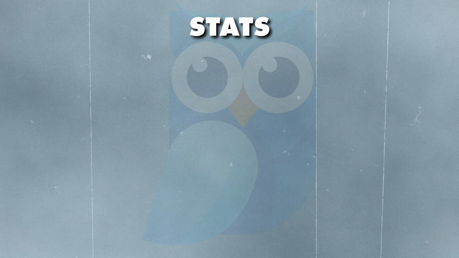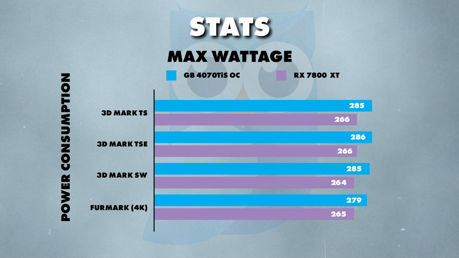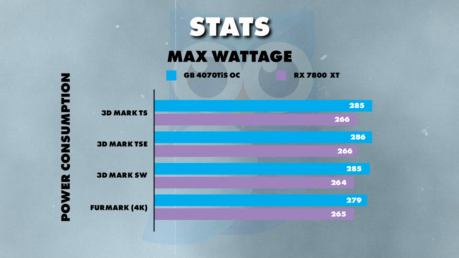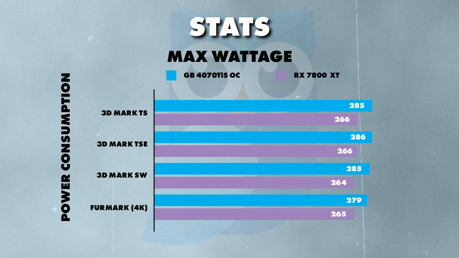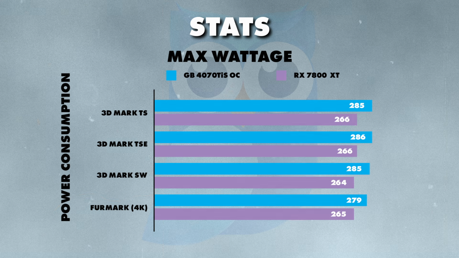Moving on to max wattage. Now note that the 4070 Ti Super has a max TGP of 285, and it just slipped slightly over that when we hit Time Spy Extreme. So pretty much on the mark of where it says it's going to be, and this will obviously increase if you overclock. So doing well with its management there.